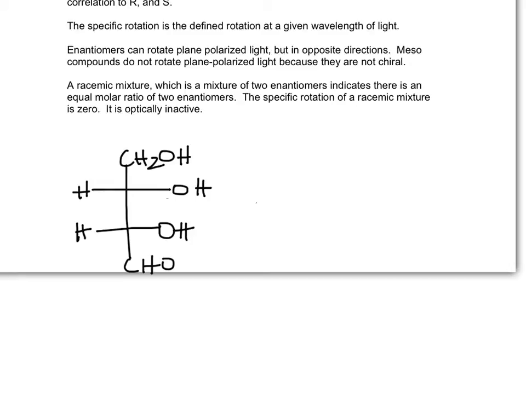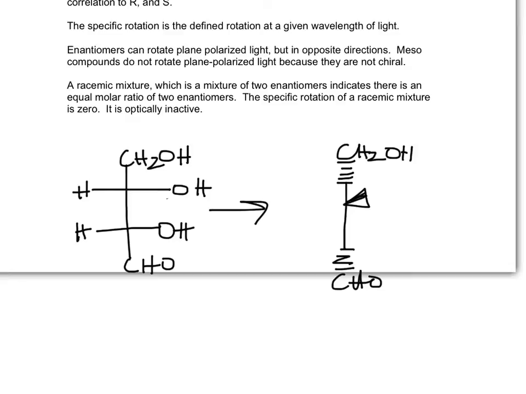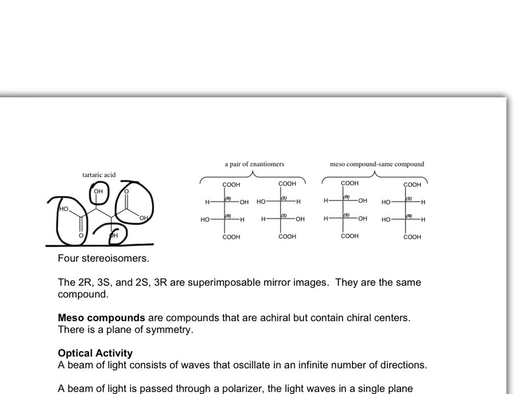Okay, so here's a Fischer projection. And what this means, and I'm sorry I didn't re-clarify this, the ends are going into the page, and the horizontal lines are coming out of the page. Okay? All right, so let's go back up and look at tartaric acid.